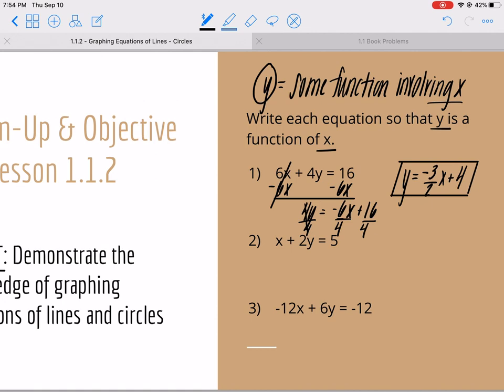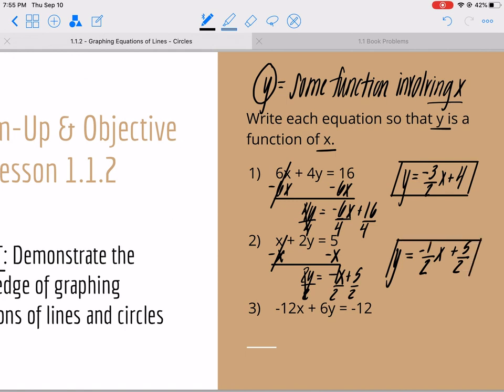Okay, the next one here, we're going to subtract x from both sides. To isolate this 2y, we get 2y equals negative x plus 5. Then we're going to divide every single term by 2. And I'm just going to write in here that this is the same thing as negative 1x. So if you have a negative x, that's the same thing as negative 1x, or negative 1/2 when you divide by 2. Negative 1/2 x plus 5/2.